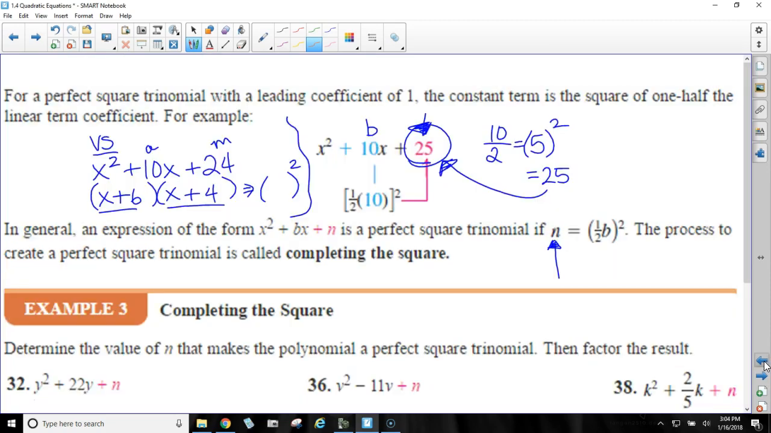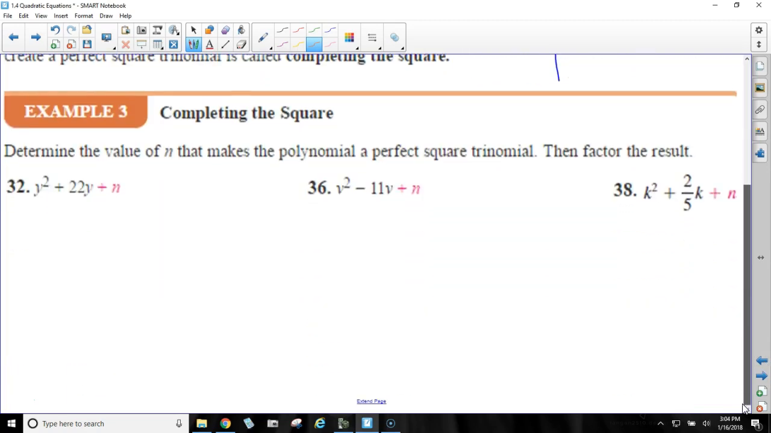So, oops, I went too far. On our examples down here, we're looking for the number n that's going to create the perfect square trinomial. The b term here is 22, and so we're going to take half of 22. That gives us 11. That's step 1. Step 2 is to square it. So the n value should be 121.